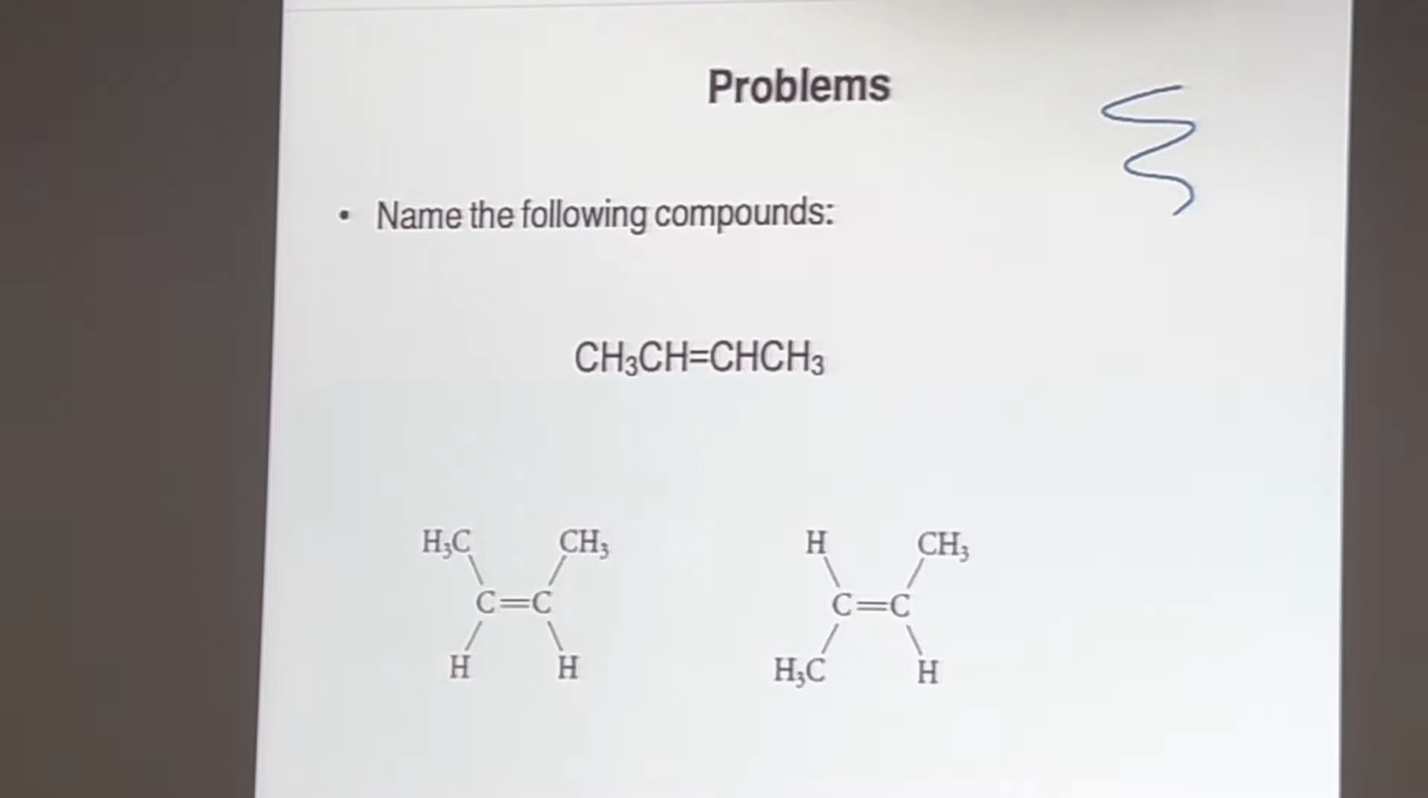All right, so if we were going to name that first one, folks, what would we do first? Count the what? Number the carbon. Yeah, you'd number the carbon. So first of all, we'd go, okay, we've got 4 carbons there, right? So that's gonna have some kind of but in the name, right? Is that okay with everybody? Okay.